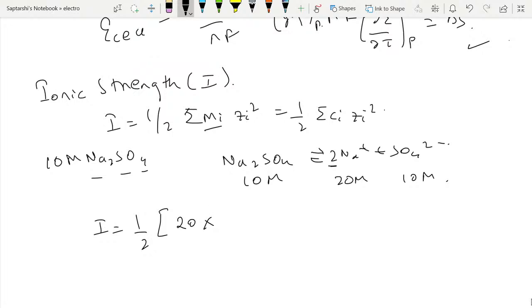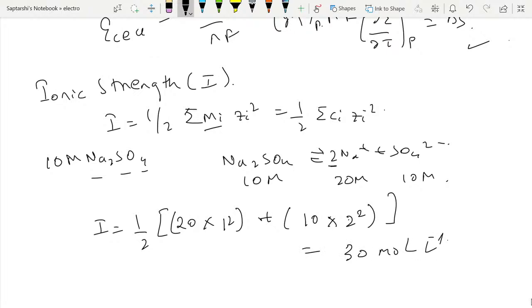So 20 into what is the charge of Na? It's plus 1, so Ci Zi square, plus the Ci for SO4, that is 10, and the Zi for this is 2 minus, so it's 2 square. This gives us our value, which is 30 moles per liter.